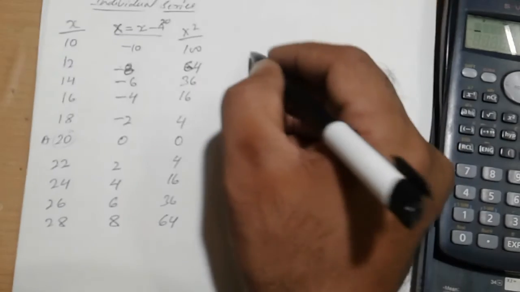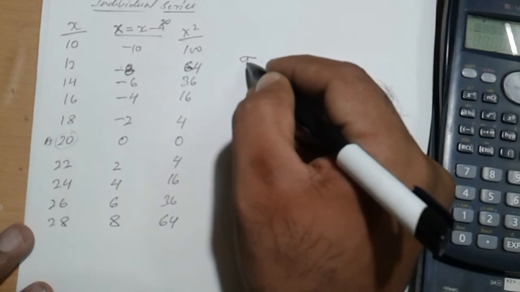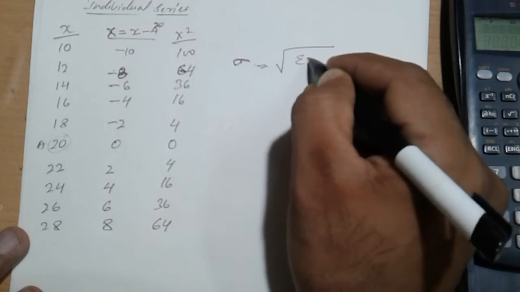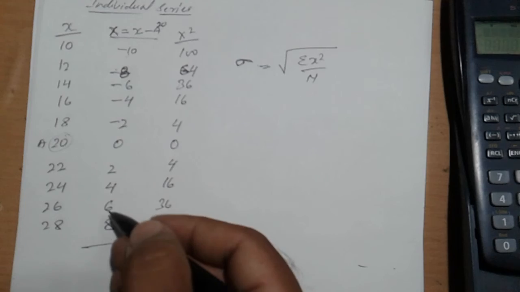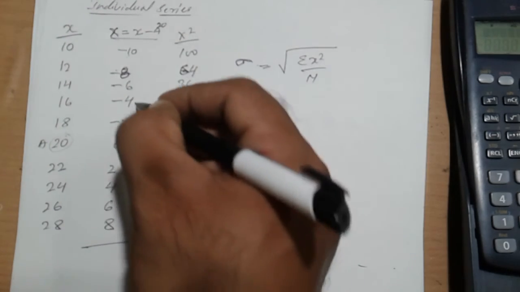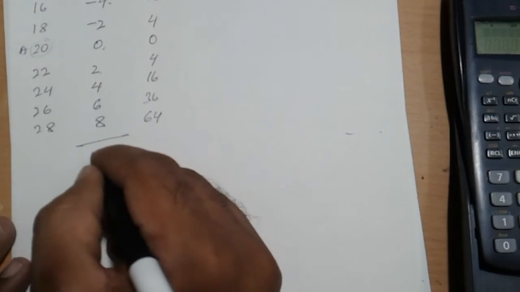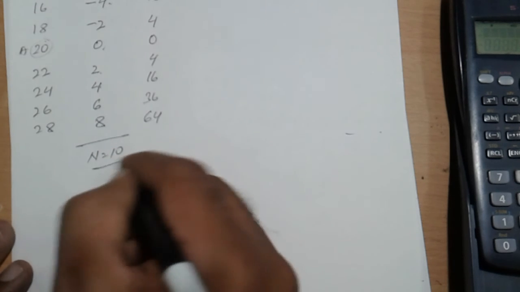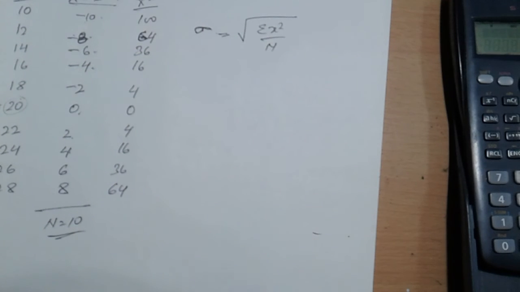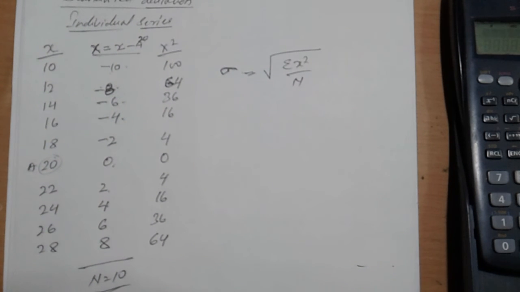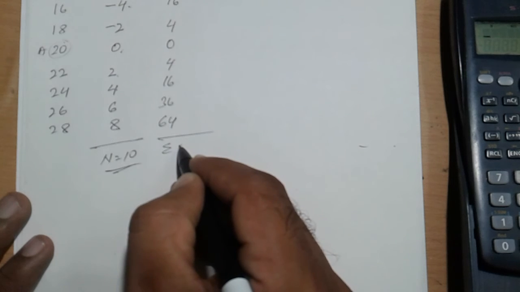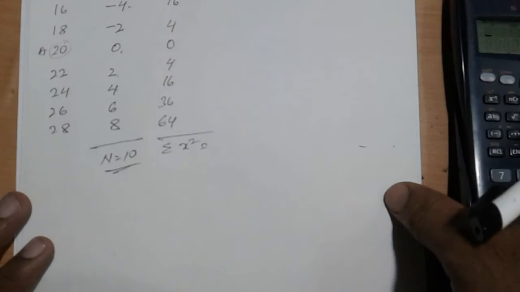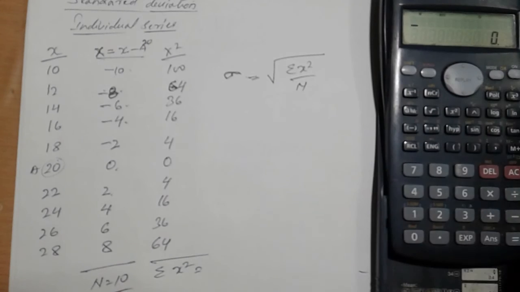Let's add the values. What is the formula for standard deviation? Standard deviation is equal to under root sigma x square divided by n. N is the number of items: 1 2 3 4 5 6 7 8 9 10. N is equal to 10. This is an individual series, that's why I'm taking the number of items, and frequency is not given because it's not discrete or continuous. X square, how much? Sigma means total. We have not calculated it, so let's calculate.